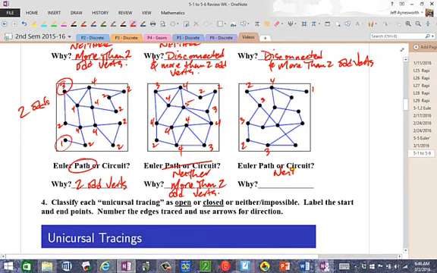Okay, more than 2 odd vertices. Let's have 2, 3, 2, 1, 2, 3, 4, 5. Whoa, 3. We got a lot of problems on this one here. We got more than 2 odd vertices all over the place. Okay, that's how the game is played, guys.